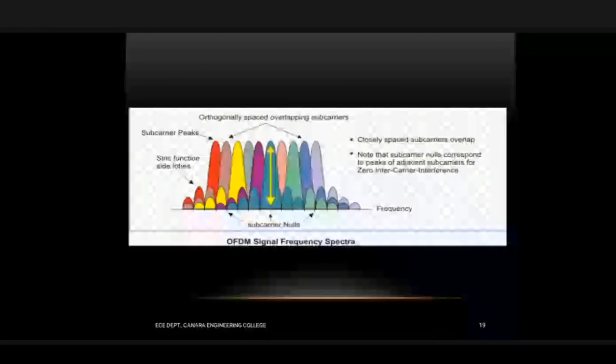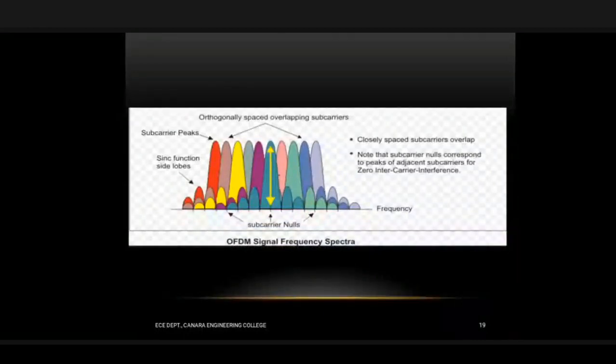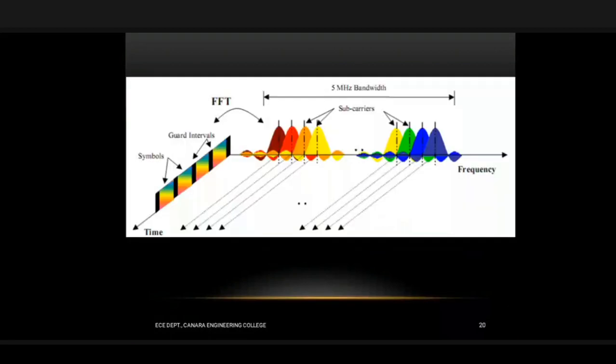Orthogonal spaced overlapping subcarriers. The advantage with OFDM is, if you check their frequency spectrum, independent subcarriers overlap with each other. The spectrum overlaps, but because they are orthogonal, it won't cause any trouble while demodulating. It won't cause any distortion. That is the advantage of OFDM. These things I put just for understanding, in frequency view and time view, how you can visualize it.